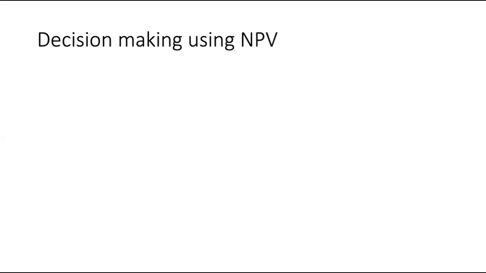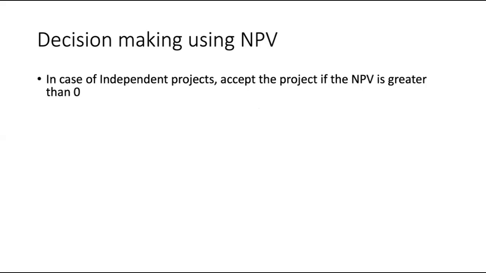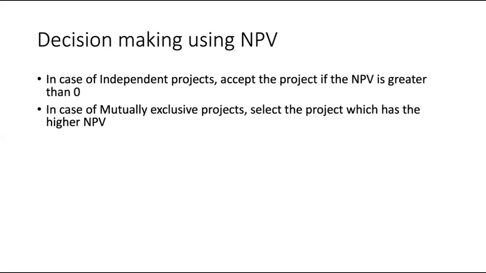So when we are using the net present value for decision making, in the case of independent projects, we will accept the project if the NPV is greater than 0. And in the case of mutually exclusive projects, we will select the project which has the higher NPV of the two.